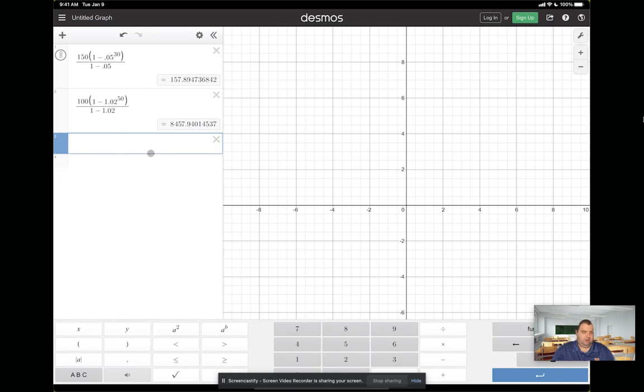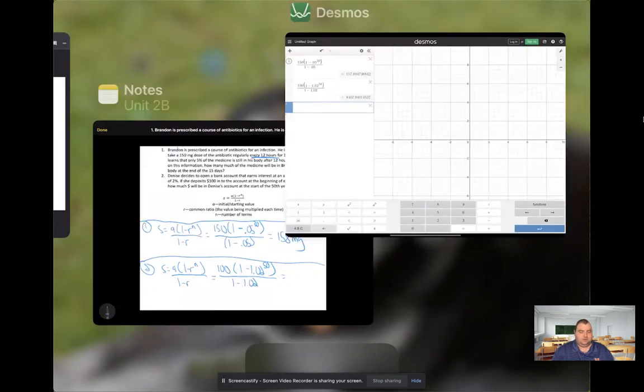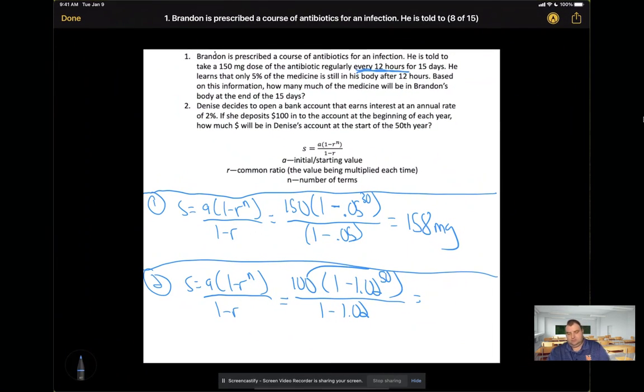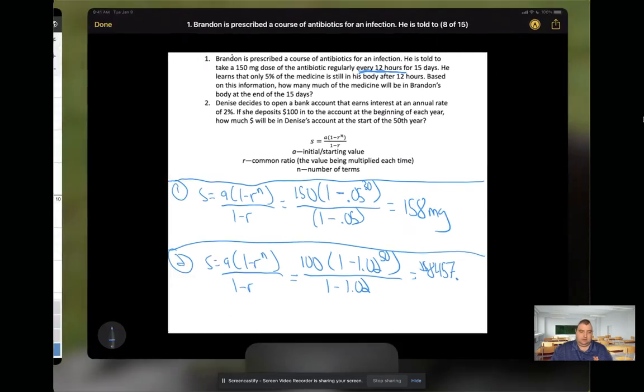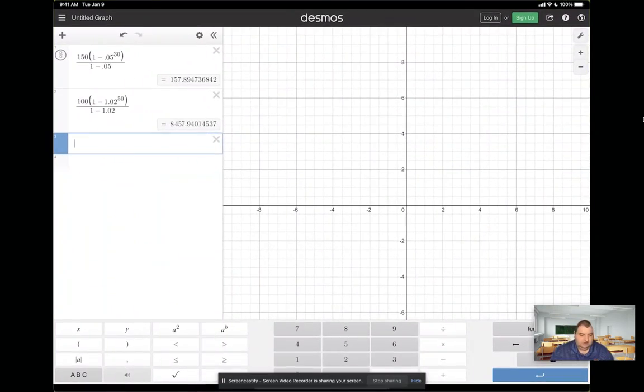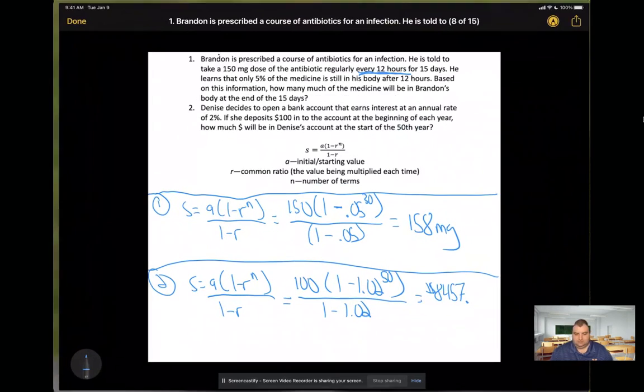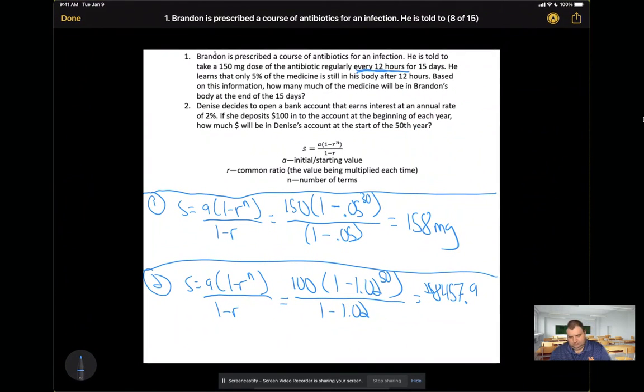And we end up with $8,457.94. So that is the total that will be in her account at the end of the 50th year.